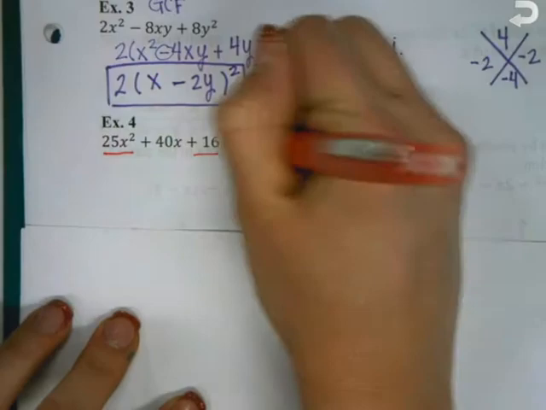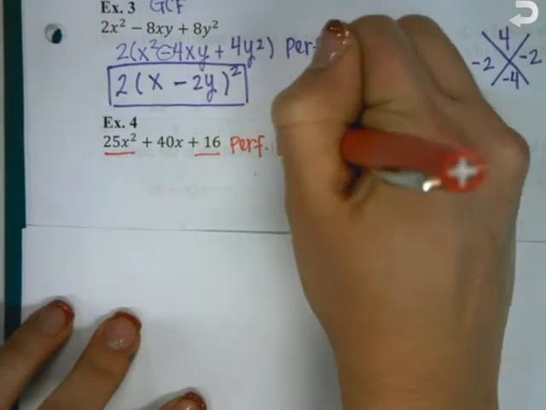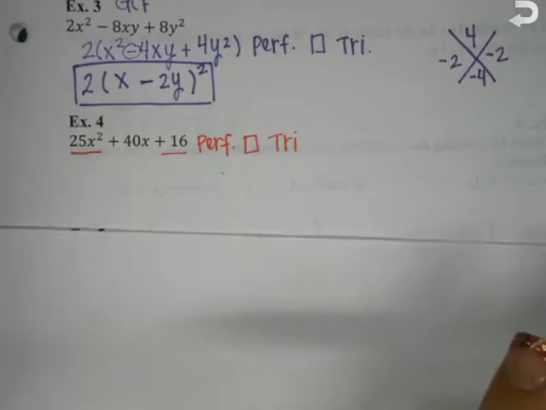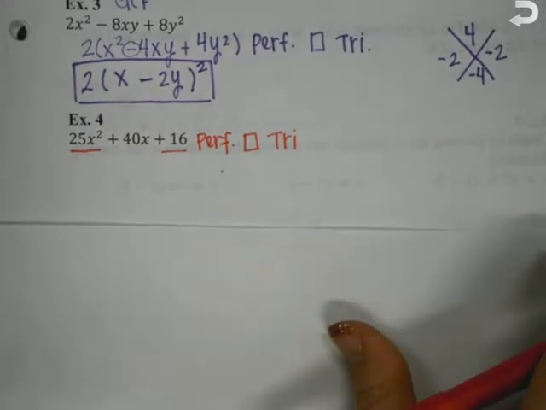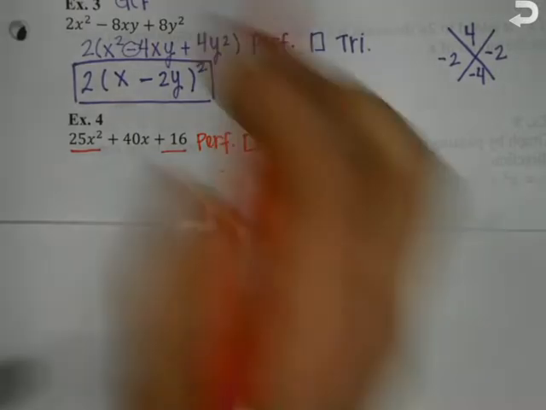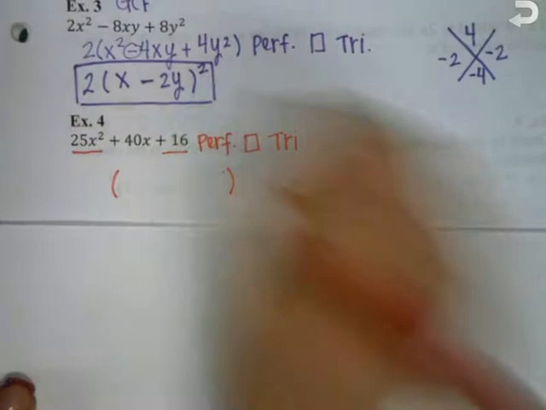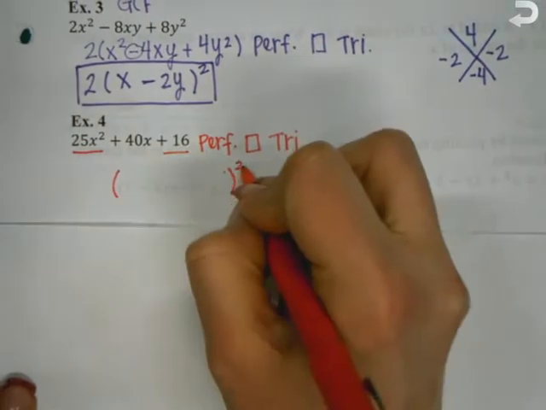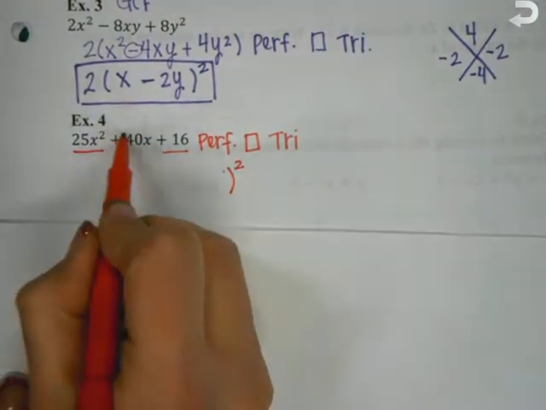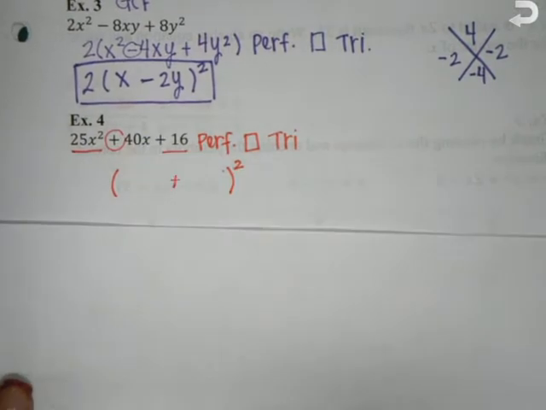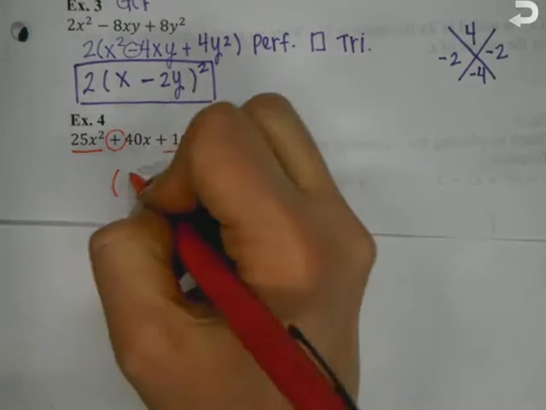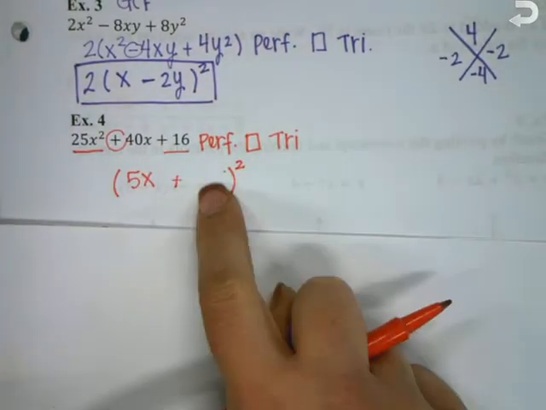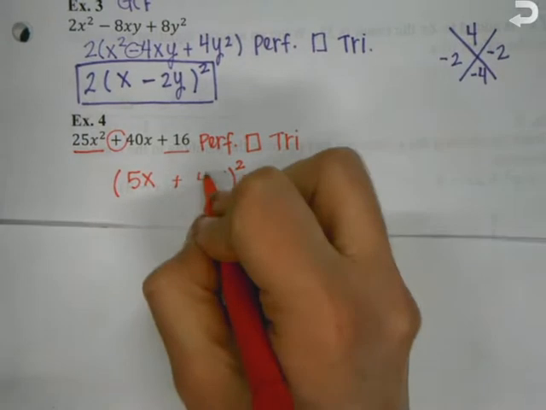So what is my rule for a perfect square trinomial again? I make one set of parentheses and I square it. And what's the sign in the middle this time? It's a positive. What's the first term going to be? 5x. And what's the second term going to be? 4. How did you get each of those? You took the square roots. Yeah, and that's your answer.